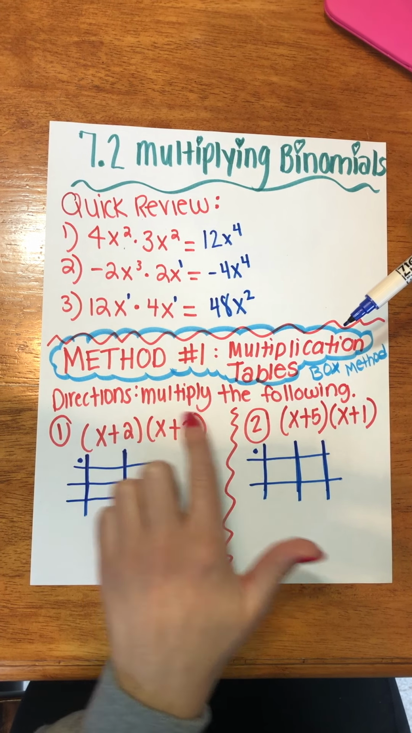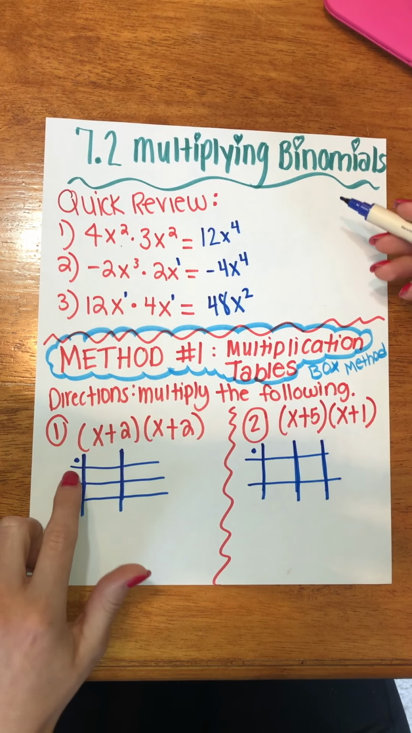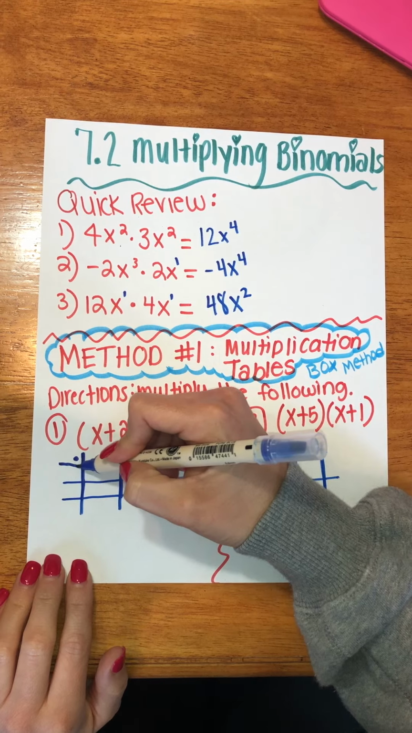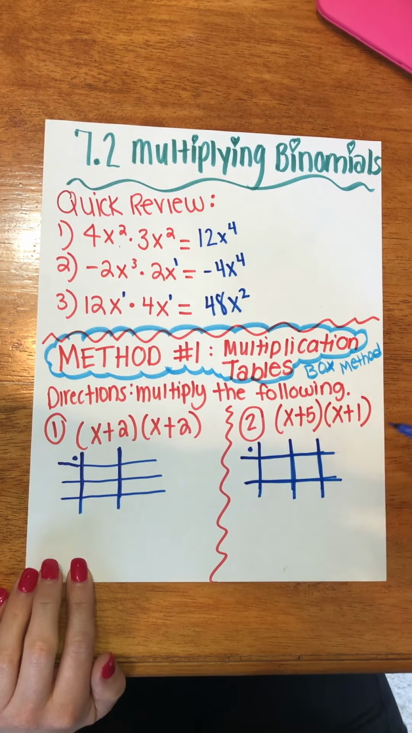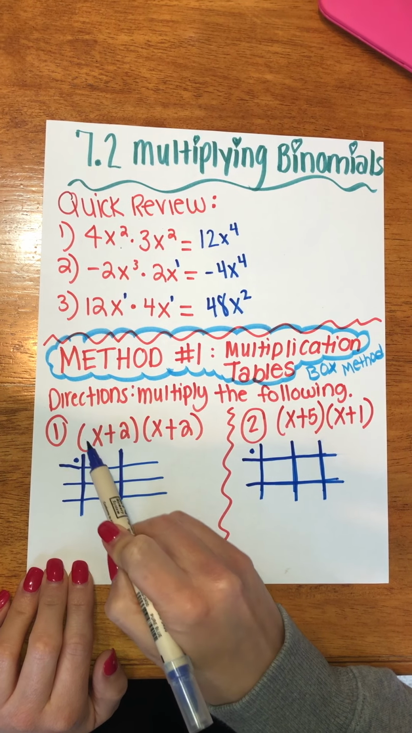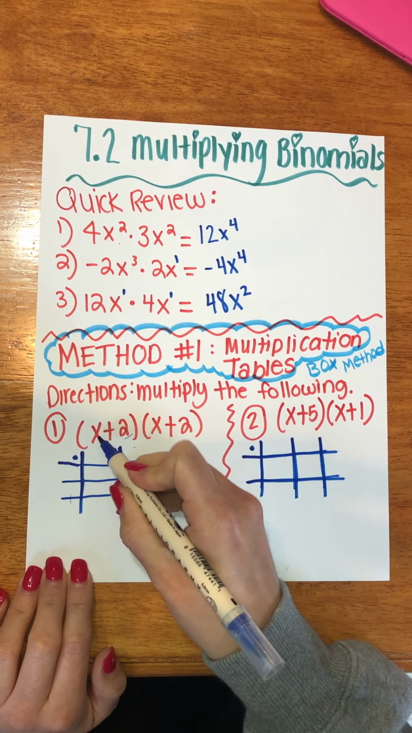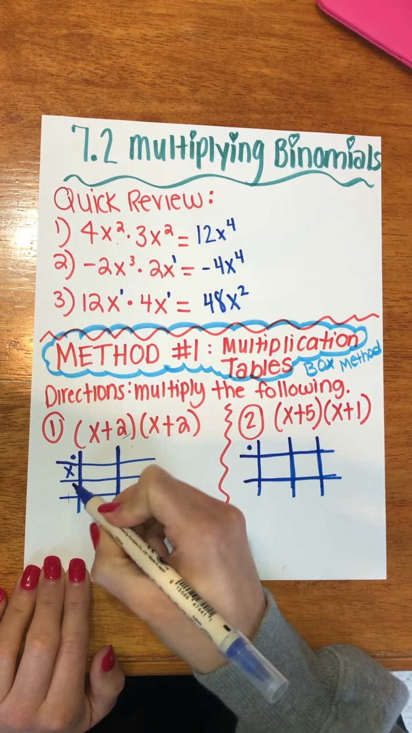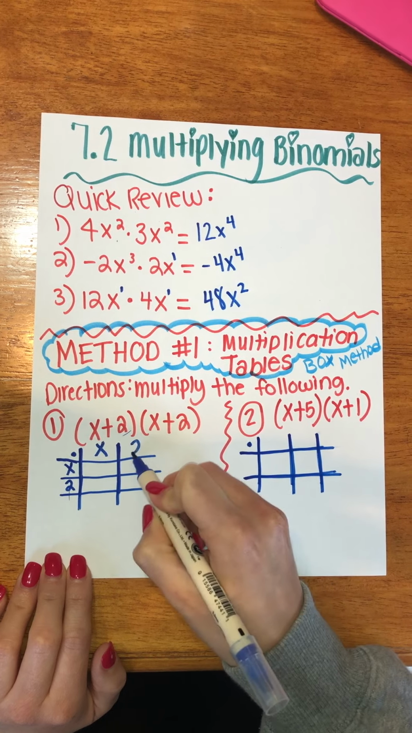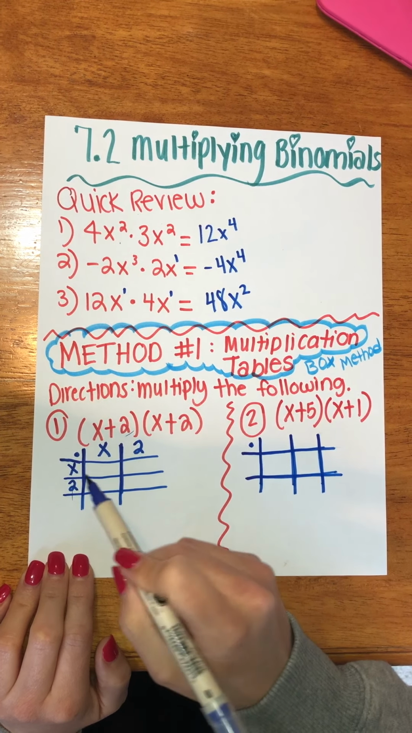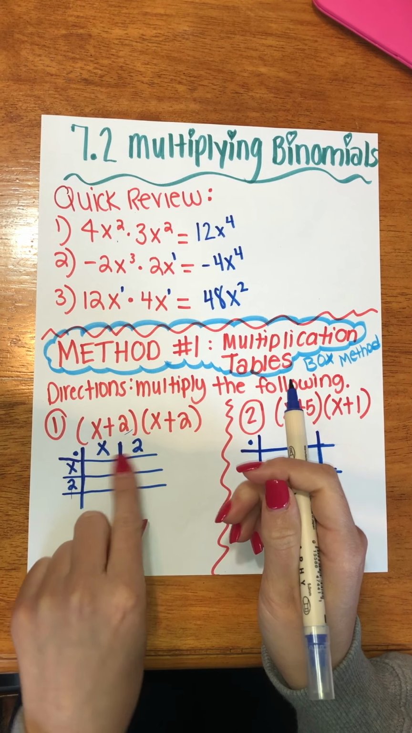Okay, so the directions say multiply the following. The first problem is x plus 2 times x plus 2. So you're going to set up a box that looks like what I have drawn here. You would set a box up for each problem, and you're going to put your problems in the box. So the first binomial goes on the left side, and the second binomial goes on the top. So the x goes here, and then the 2 goes here. And then this one goes up top, so this goes here, this goes here. And then what you do is you multiply this and this to everything up top.